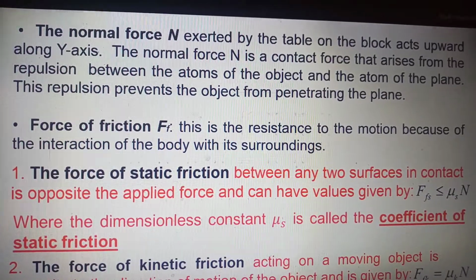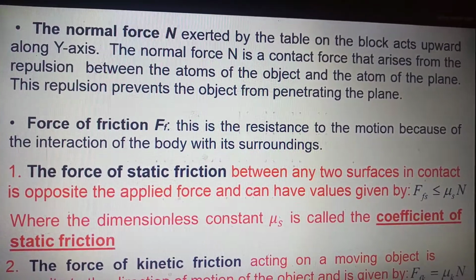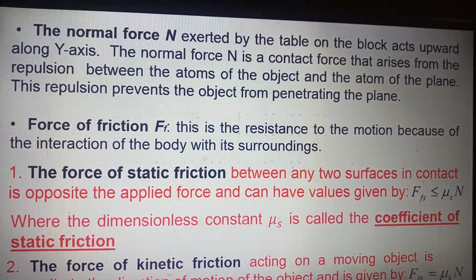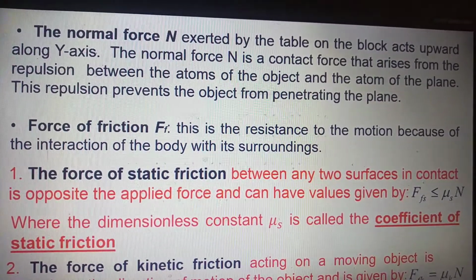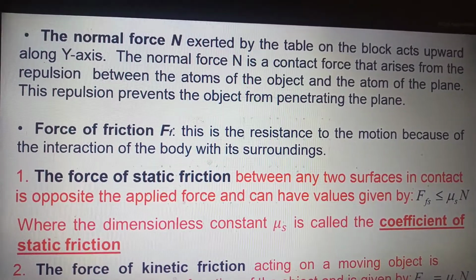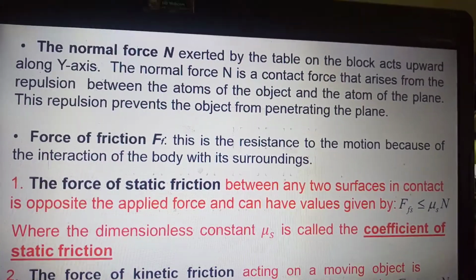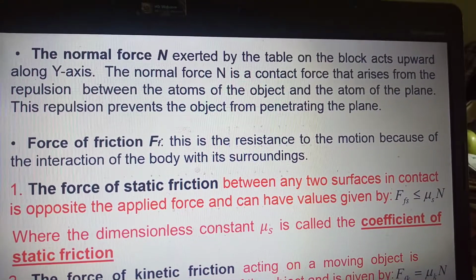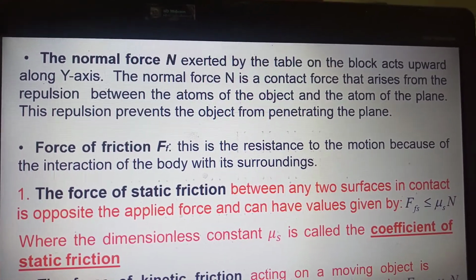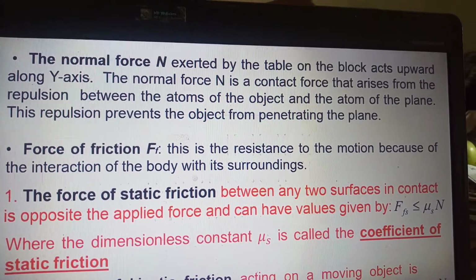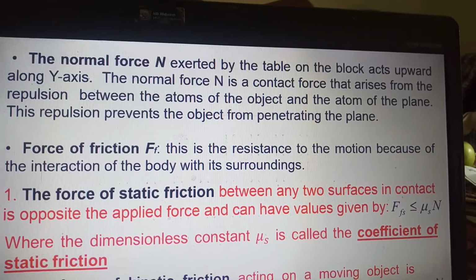The normal force is a contact force that arises from repulsion between the atoms of the object and the atoms of the plane. This repulsion prevents the object from penetrating the plane. We may take an example. Once you are sitting on a desk, you cannot penetrate into the desk because of this normal force.